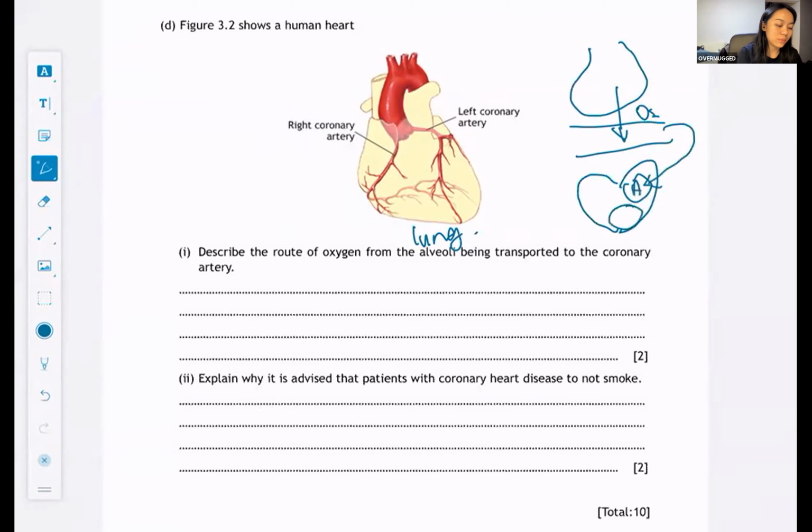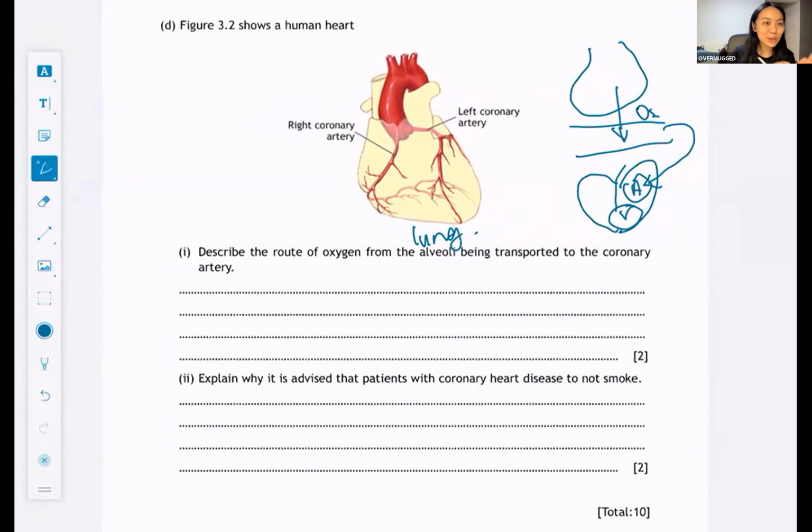Atrium, ventricle. Then it goes to the coronary artery. The coronary artery is considered like any other part of the body, so it has to branch off from the aorta. So it goes to the aorta and then the coronary artery. So the path is basically alveoli, blood capillaries in the lung, pulmonary vein, left atrium, left ventricle, aorta, coronary artery.